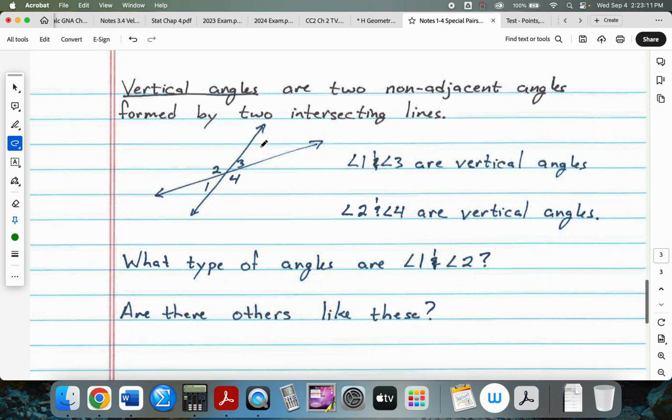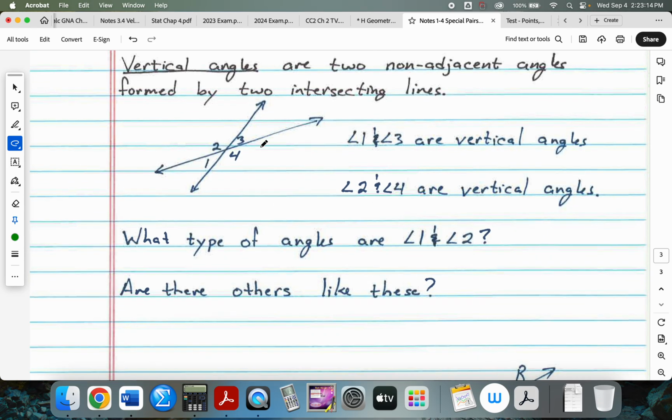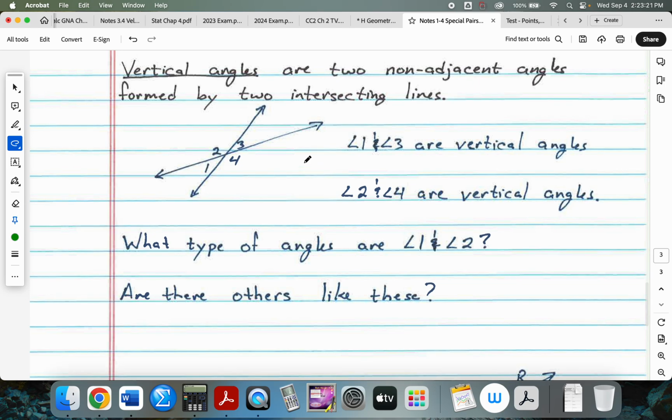All right, the other kind that we're going to use all year long are vertical angles. This will be a new term for you as well. Vertical angles are two non-adjacent angles formed by two intersecting lines. So if you just draw an X, the angles that are not adjacent to each other are vertical angles. Angle 1 and angle 3 are vertical angles, and angles 2 and 4 are also vertical angles.